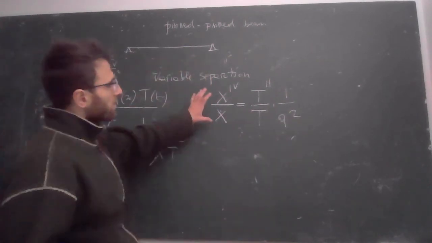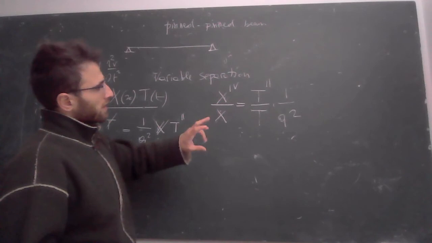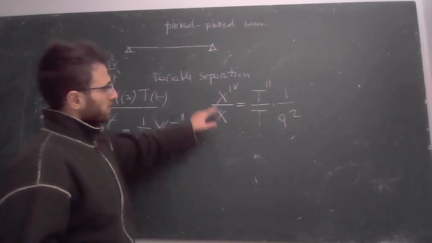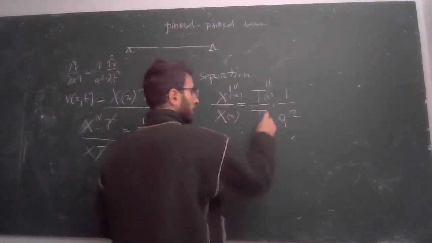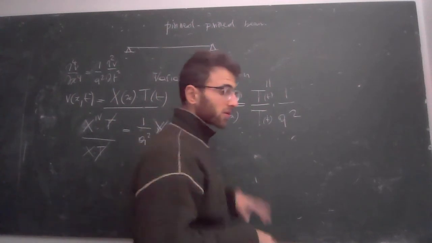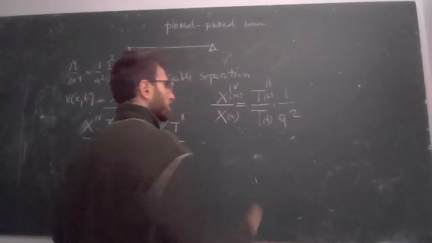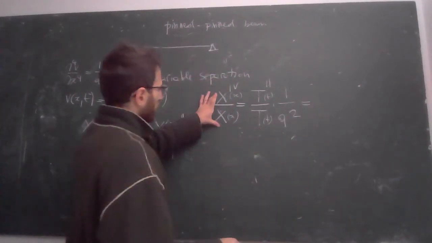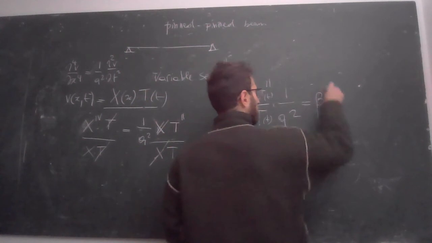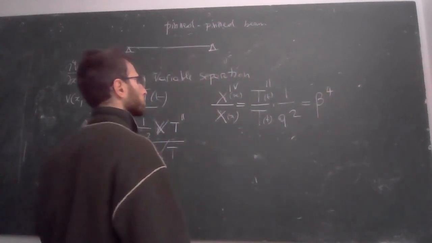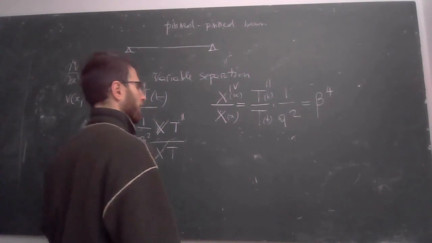How can this one be equal? This one depends just on x. This one depends on t. So the only condition where the two terms are equal is that both are equal to a constant. Here we have the x, here we have the t. So we can call the constant beta squared.